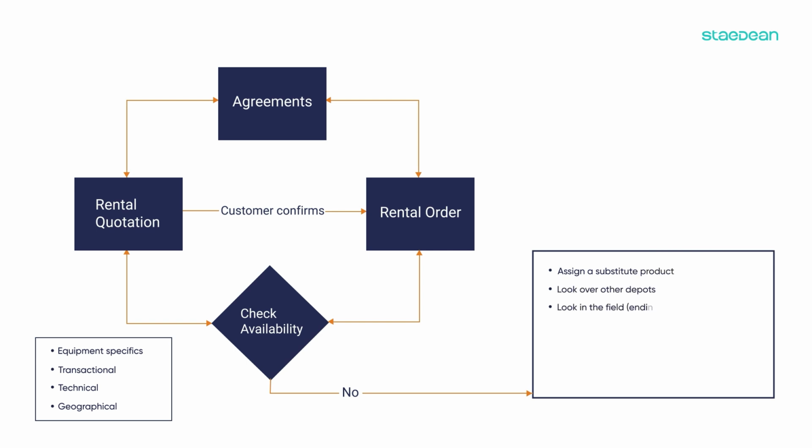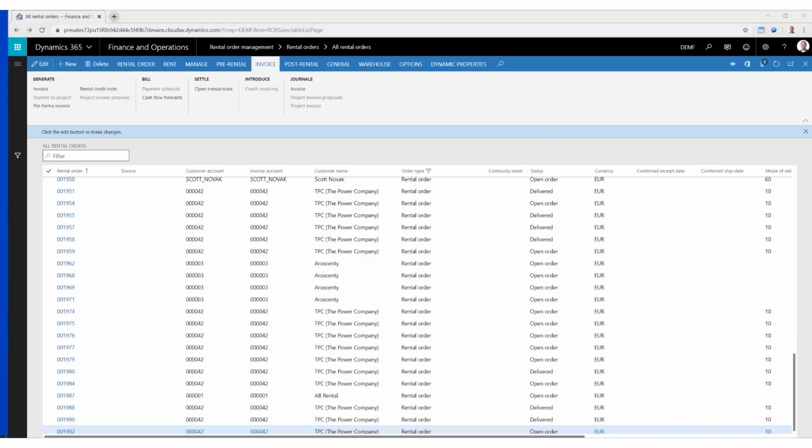Maybe look for a substitute product based on specifications. Maybe there's something available in other depots. Maybe we can do a sub-rent. Maybe you need to buy or purchase it. And at the end, what we don't want to say is, of course, no, it's not available. But if we selected an object that we can rent out, then we can prepare the rent. And that's what I will show you in this demonstration.